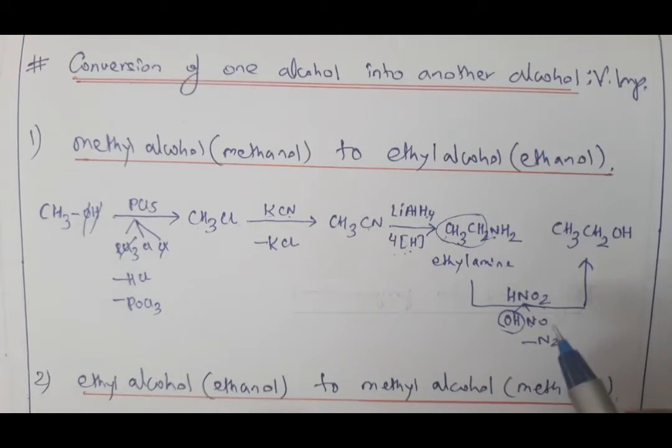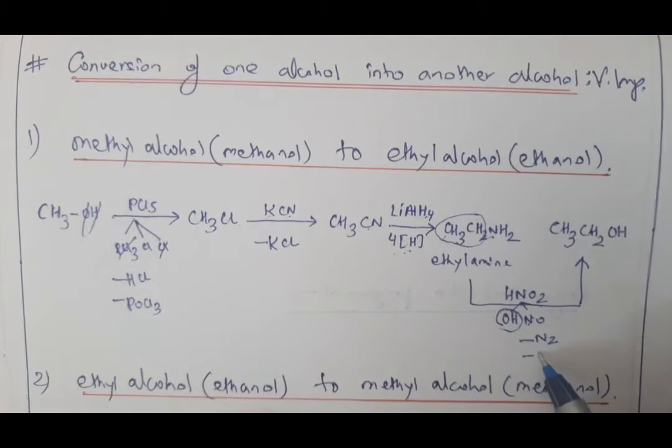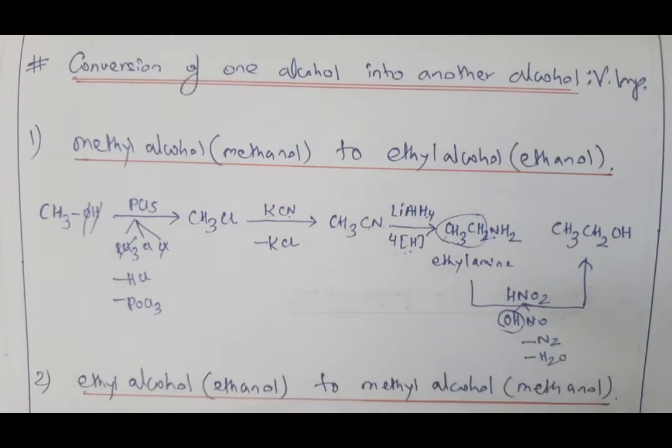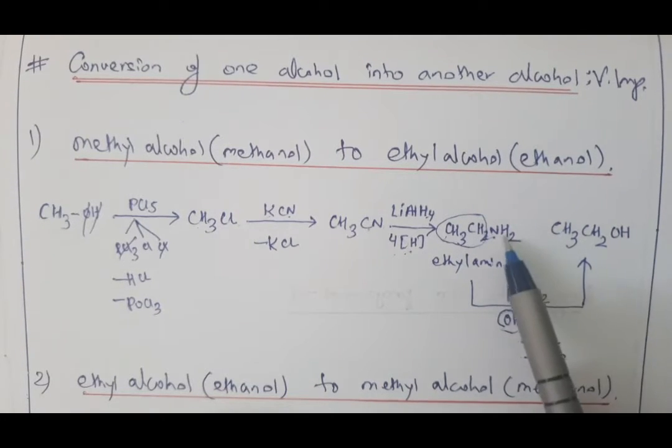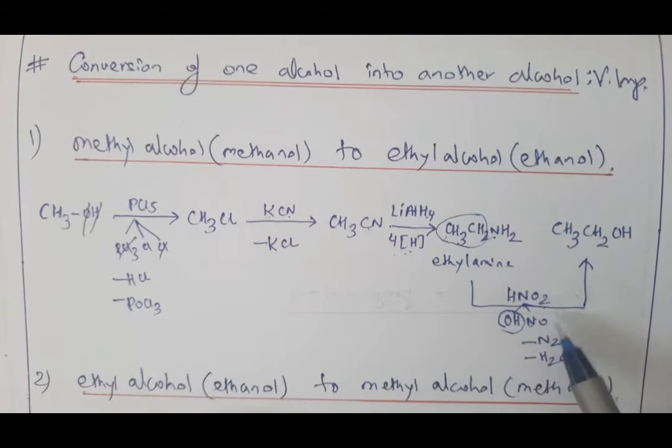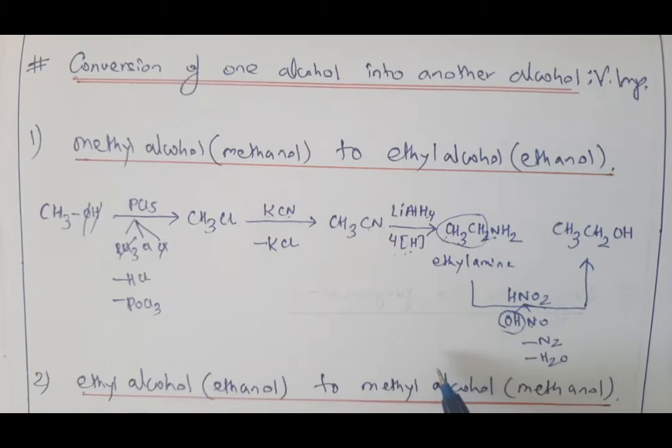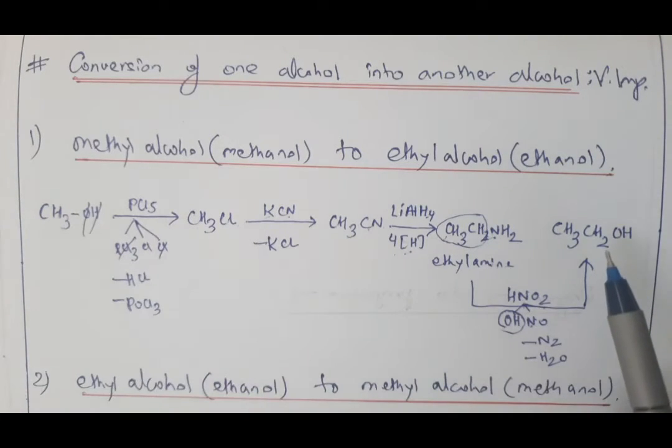Minus means goes out, and this H2 combines with this O to form water, which is also out. So ethyl alcohol we get here, N and N combine to form N2, H2 and O combine to form water. So this is how we convert methyl alcohol to ethyl alcohol.